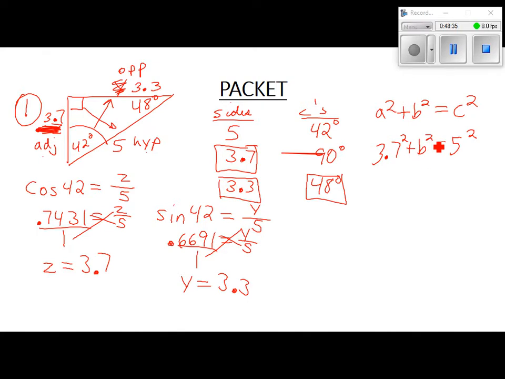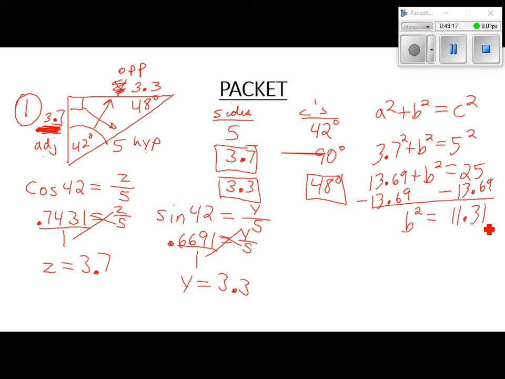What's the first thing I did? Square. So grab your calculator. What's 3.7 squared? 13.69. Is that right? Oh, you're saying that. b squared equals, what's 5 squared? 25. Now what do we do? Subtract 13.69 on both sides. Somebody help me out. What's 25 minus 13.69? 11.31. Square root. We take the square root.